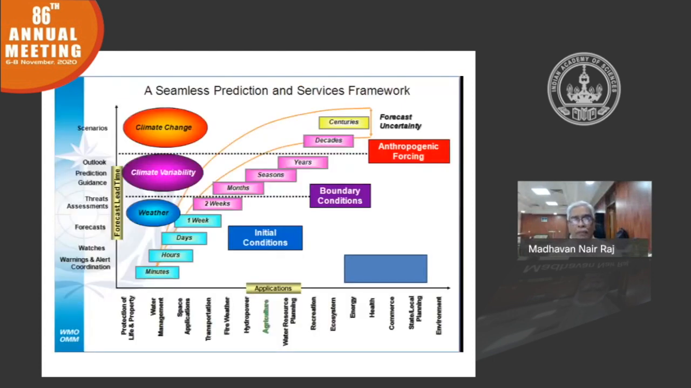So this is the same information which I put in pictorial form. The forecast starts from minutes, hours, days, 1 week, 2 weeks, months, seasons, up to decades to centuries. On the left-hand side, you can see that it starts from warnings and alert coordination, then watches, then forecast, the threats and assessment we can make, then guidance, outlook. Lastly, for climate change we call them scenarios or projections. If we talk about the next 50 or 70 years, up to 2100, what will happen? It is basically called a scenario or projection. We don't call it a prediction. Prediction we use for short-range or medium-range prediction. And when you go to a larger time scale, the forecast uncertainty mentioned here also goes up. Uncertainty becomes bigger and bigger when you go to a longer time scale.